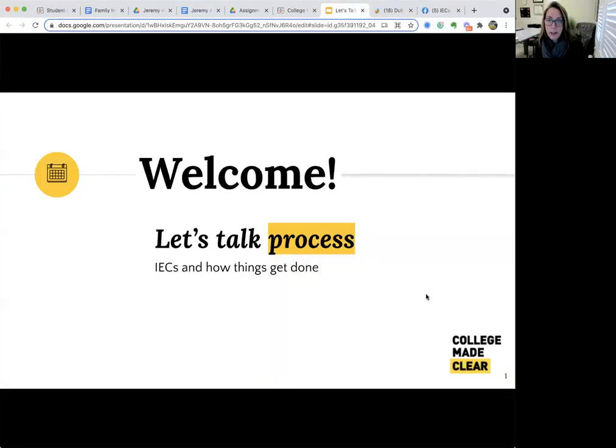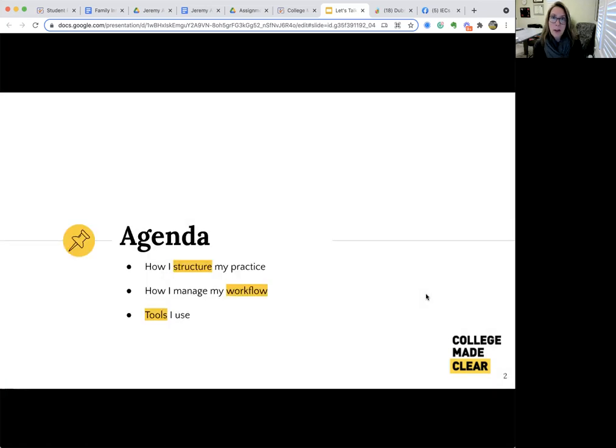One of the things that's important when you're thinking about process is to understand that we're basically all doing the same thing. Before I show you what I do, I thought it would be helpful to talk a little bit about my practice to understand how the process supports it. First, I'll talk about how I structure my practice, then how I manage my workflow, and then the tools that help me do that.